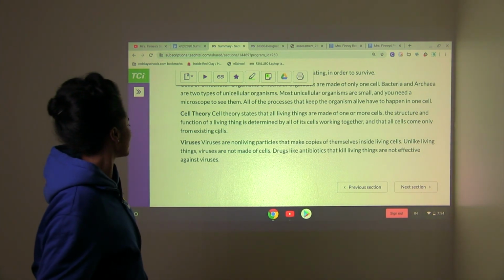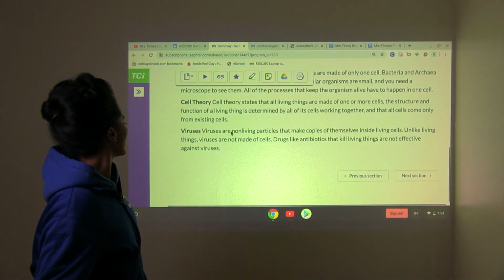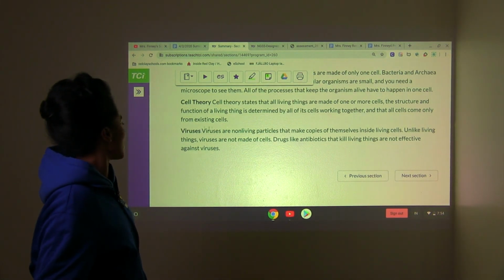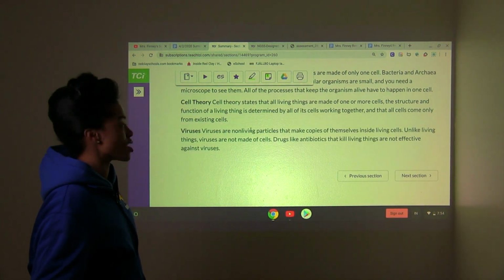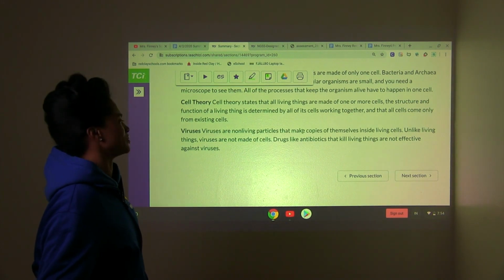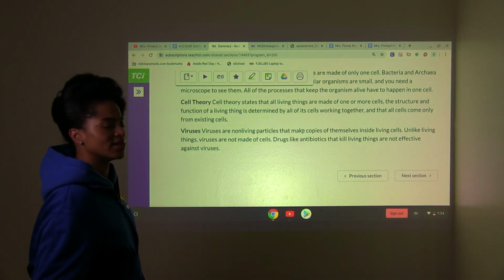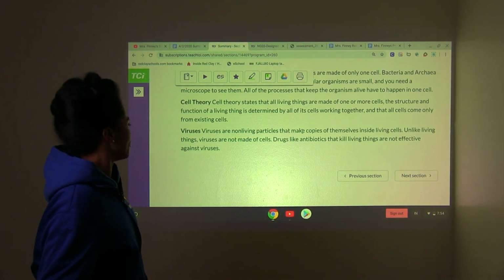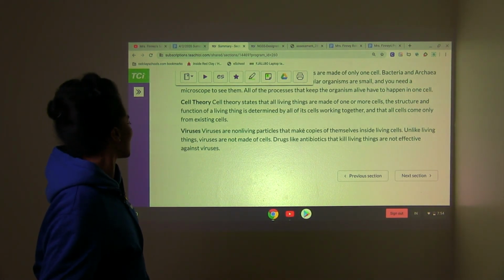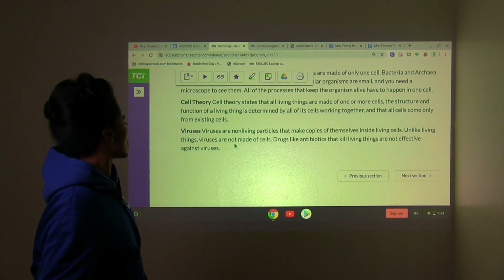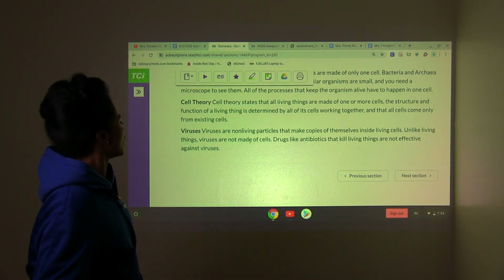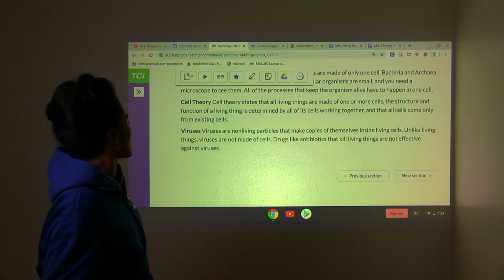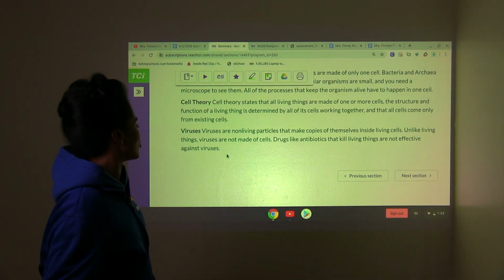Keep that in mind. Our last section that we covered yesterday talked about viruses. And in this section, we learned that viruses are non-living particles that make copies of themselves inside living cells. Copycats just coming to take over and be destructive. All right. Unlike living things, viruses are not made of cells. Drugs like antibiotics that kill living things are not effective against viruses.